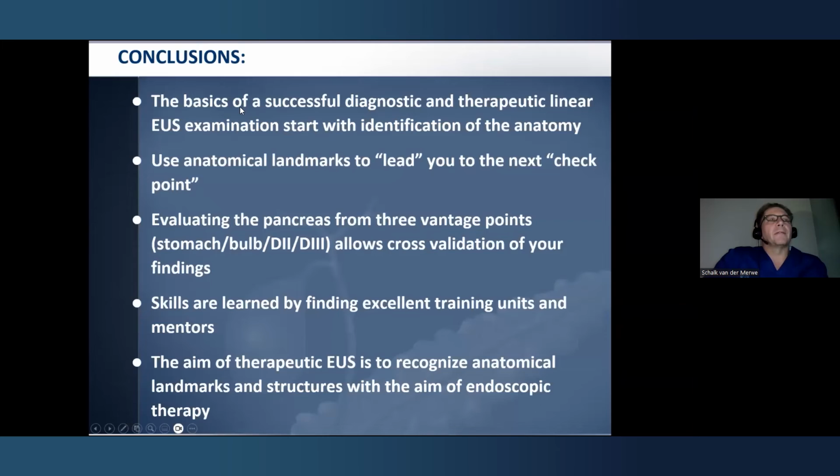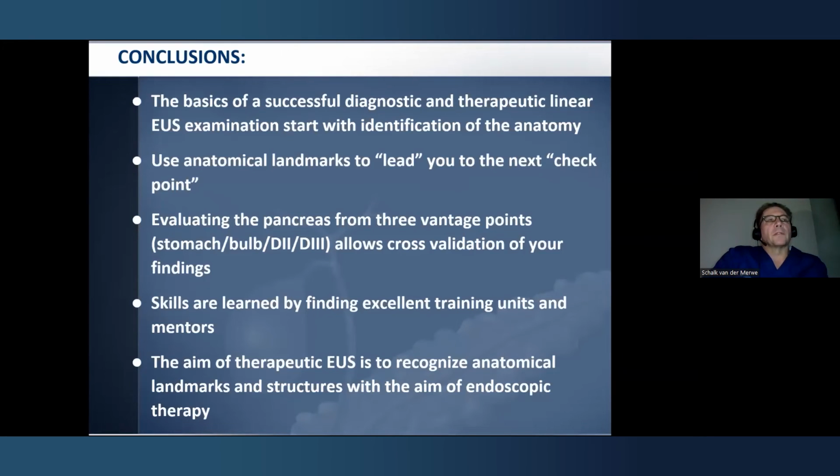This should be done in a very systematic way, where the landmarks will lead you to the next, so that you build in checkpoints and that you see the complete anatomy in order to identify lesions and not miss lesions. By evaluating the pancreas, for instance, from 3 different vantage points, the stomach, the bulb, and D3, really allows cross-validation of your findings, which again increases your ability to detect small lesions.